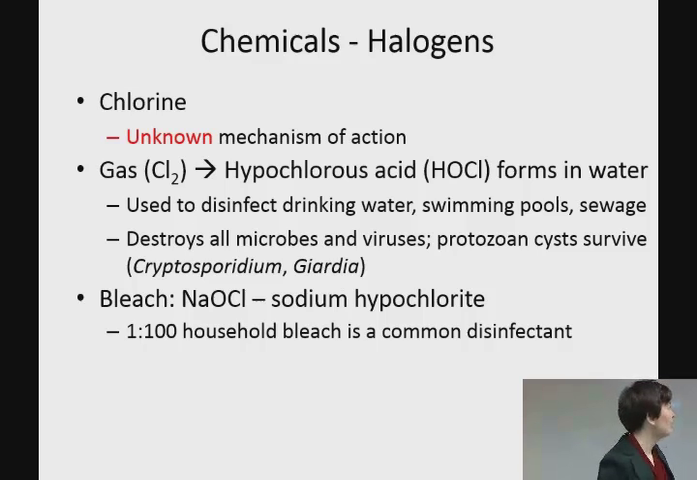Chlorine, exactly what it does, despite how commonly used it is, we don't know. What we do know is that there's two main forms. We use it either as a gas, and it turns into an acid in water, and it's used to disinfect a variety of things from swimming pools to drinking water. As I mentioned earlier, it's quite good at killing microbes and viruses, but not protozoan cysts. So things like Giardia and Cryptosporidium would not be touched by this. Also, chlorine is used in this bleach solution, sodium hypochlorite, and 1 to 100 household bleach.